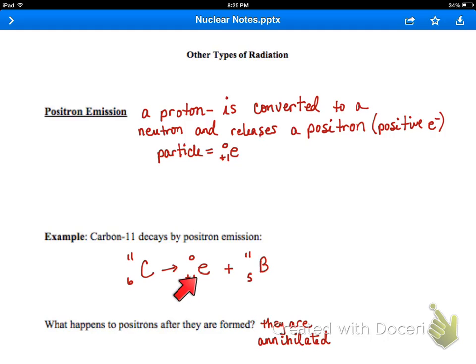So in order to make everything balanced, the top number is not going to change. It's still going to be 11 because of the 0. But the bottom number is going to be a 5 because 5 plus 1 was 6. So because it's a 5, it's going to be B for boron. And just so you know, in case you were wondering what happens to positrons after they are formed, they do not stick around. They don't last. They are annihilated, which means they disappear into energy.